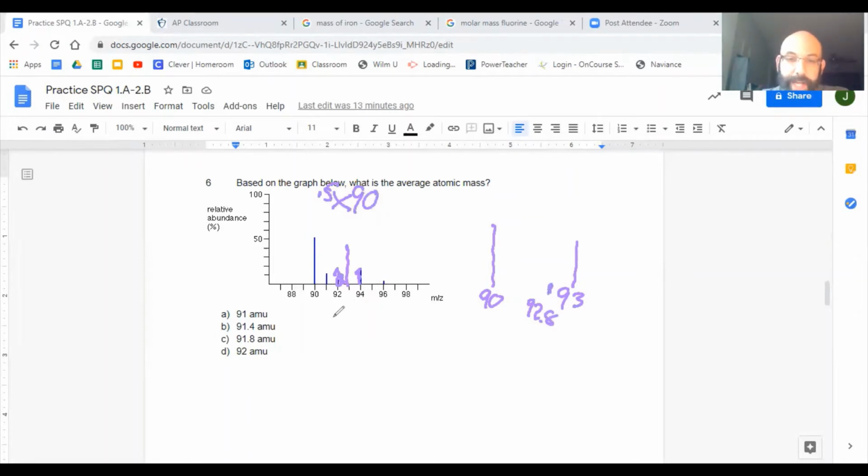Okay. So now looking at these, which one of these makes the most sense? Well, we know 50% of it is 90, and 50% of it is a little less than 93. If we found the average of 90 and 93, that's 91.5. But since not all of it is 93, some of it is a little less than 93, it's going to be a little less than an average of 90 and 93. So the best approximate mass is 91.4. And that is your multiple choice questions.